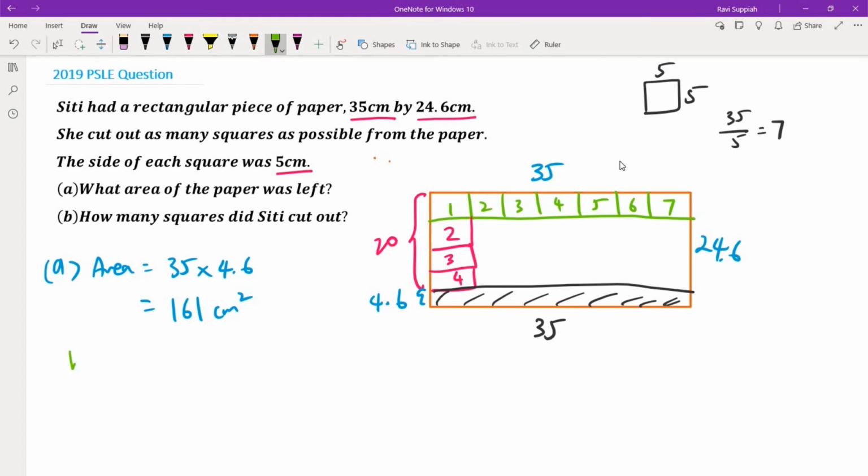For part B, we are asked how many squares did Siti cut out. So from the picture that we have drawn, we can easily see that the number of squares that Siti cut out are actually 7 multiplied by 4. 7 multiplied by 4 should be 28 squares. So these are the 2 answers for this question here.